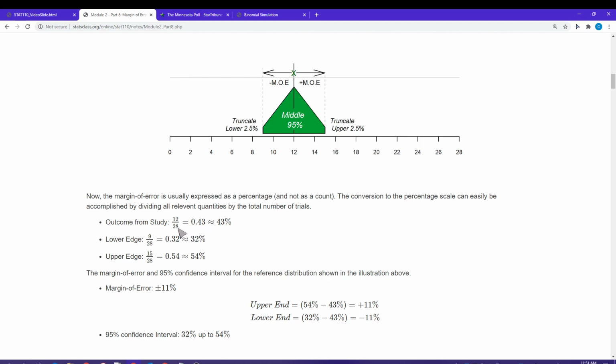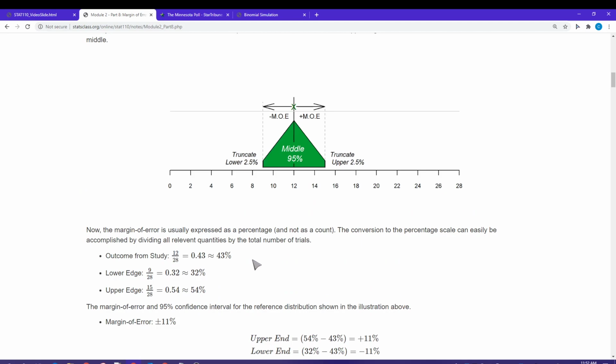If I express these as percentages instead of counts, which is often what we do with the margin of error, the center of the reference distribution would be 12 divided by 28. That's the maximum number, or the sample size here. So 12 divided by 28 is 43%. The lower edge was at 9. 9 divided by 28 is 32%. So the distance when I'm expressing this as a percentage is going to go from 43% down to 32%.